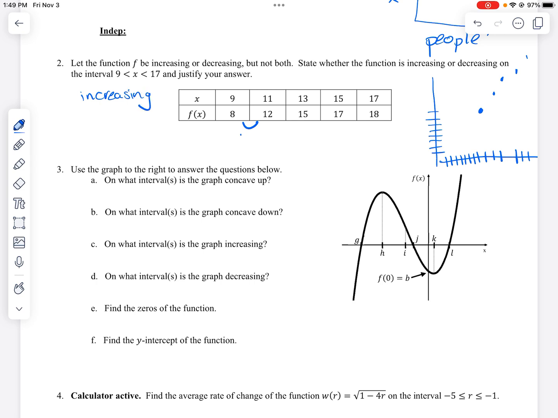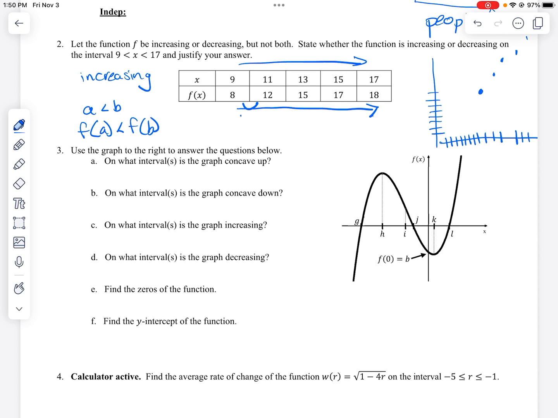Or technically, we could say when A is less than B, f of A is always less than f of B, because our values here are increasing. So both of them are increasing there.